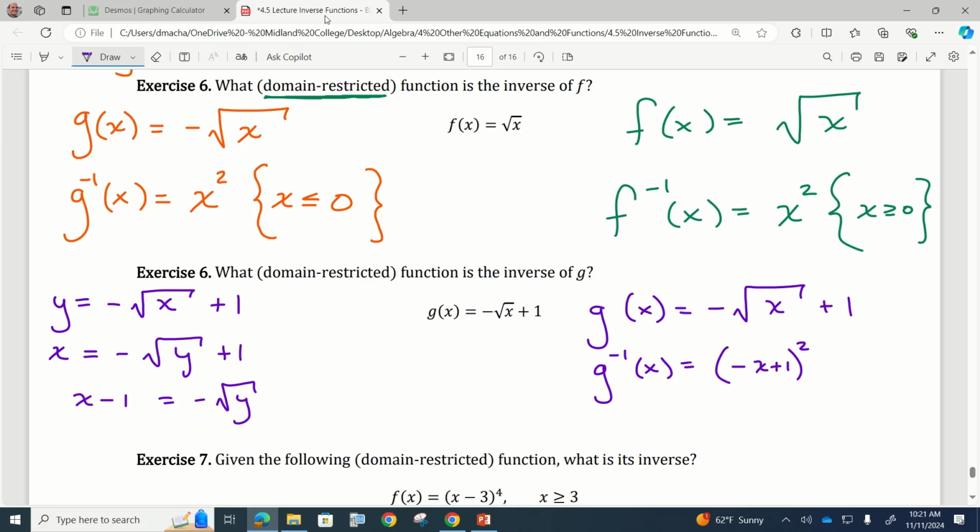This is clearly a quadratic function because of the squared part. This is a parabola, so it's increasing and decreasing. It's not one-to-one. I know I need a domain restriction. What should be the domain restriction here?